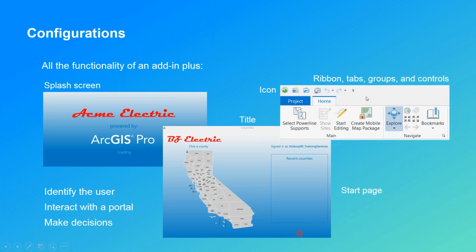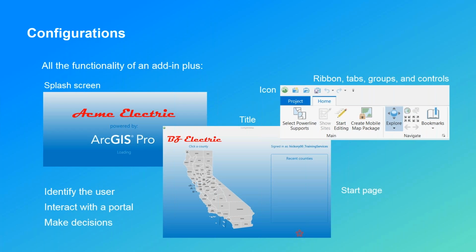Also, you get to control the ribbon area and the tabs that are going to show up in there. You could remove some tabs, you could add in new tabs, you could put your add-in in there with its tabs. You can also find out who the user is and what portal they're connecting to. You could find out what groups they belong to. So you could make really focused configurations for different projects.